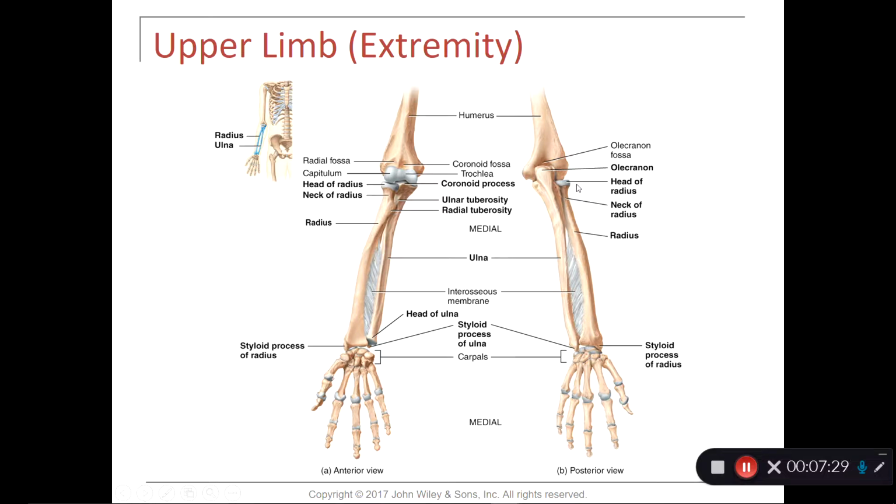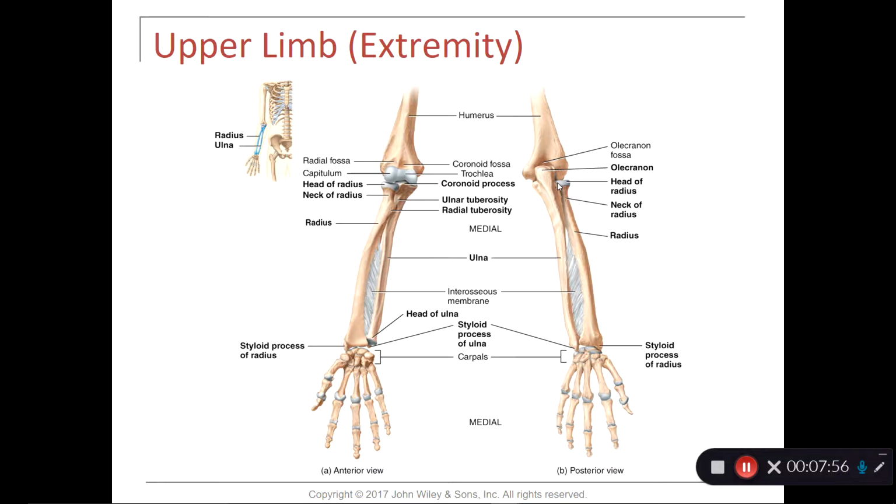Some things to note that are important. The head of your radius is actually up here in your elbow joint. We're going to call it the elbow joint for now. But you can feel it if you go ahead and put your hand on the posterior portion and more lateral aspect of your arm, and then rotate your arm. Do a princess wave. And you'll feel that head of your radius move.